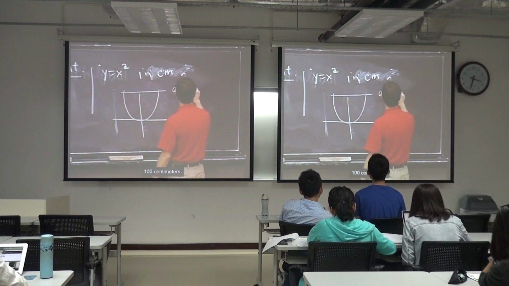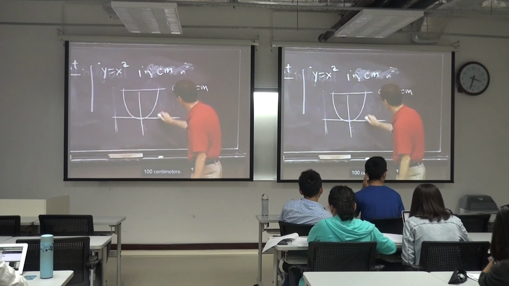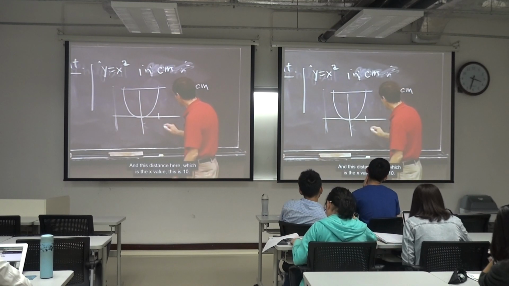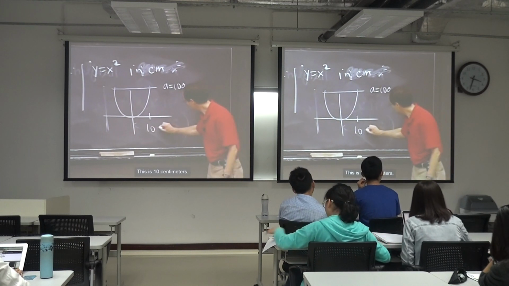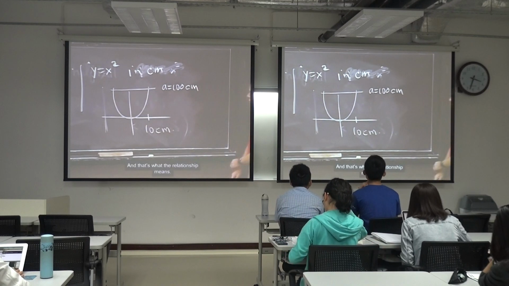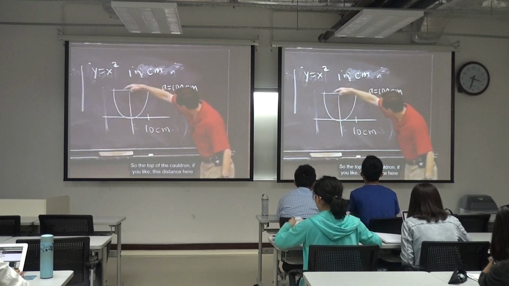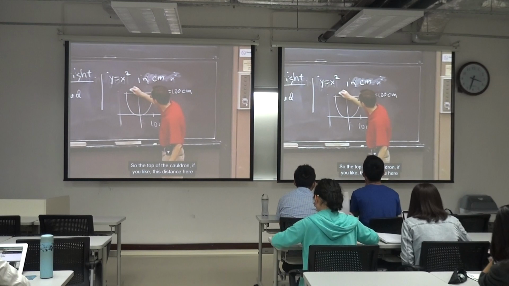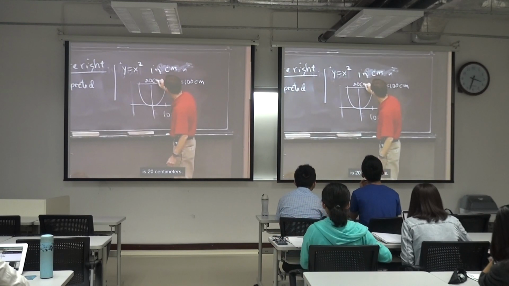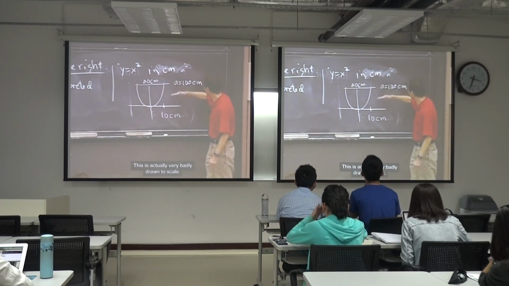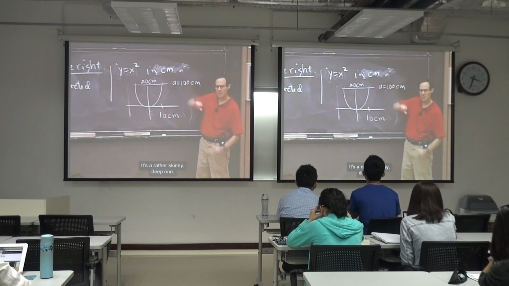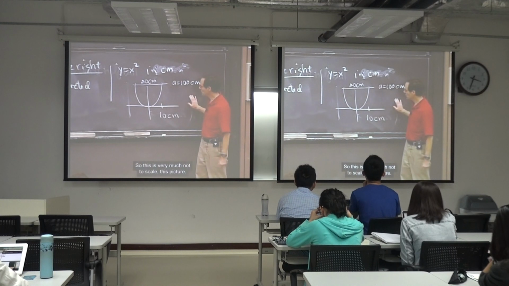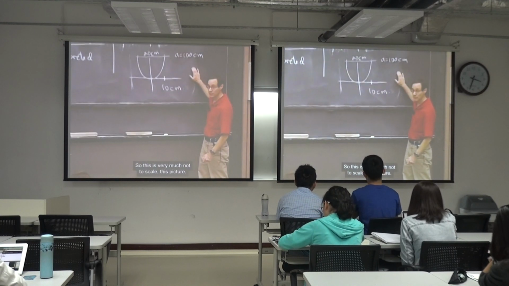A is equal to 100 centimeters. And this distance here, this is the x value, this is 10. All right, this is 10 centimeters. And that's what the relationship means. So the top of the cauldron, if you like, this distance here is 20 centimeters. This is actually very badly drawn to scale. It's actually very, very deep. This thing is a rather skinny, deep one. Okay? So this picture is very much not to scale.